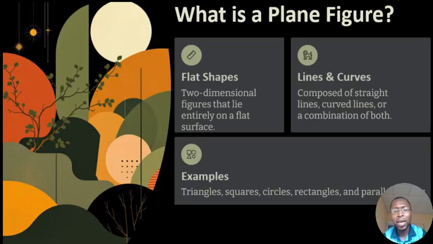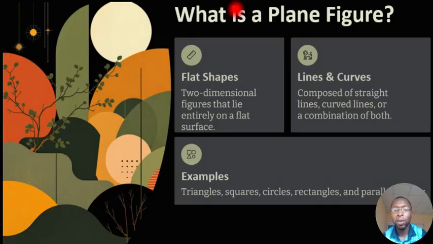Number one, a plane figure, like I said earlier, is a two-dimensional figure, meaning that it has length and breadth that lie entirely on a flat surface. When an object lies on a flat surface, you can only see two sides, the length and the breadth. It is composed of either straight lines or curved lines. Examples of plane figures are triangles, squares, circles, rectangles, and parallelograms. So these are some of the examples of plane figures.